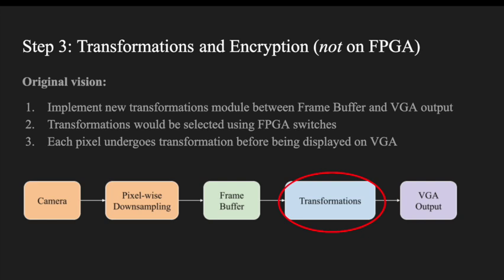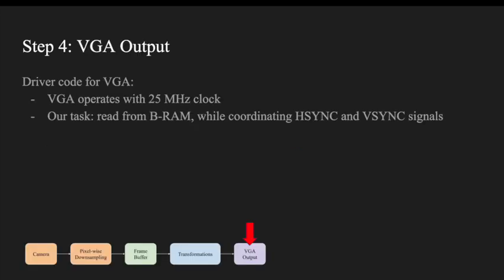We want it to lie right between the frame buffer and the VGA output and apply pixel-wise transformations in between these two blocks. And the transformation would be selected using the FPGA switches. And the final step here is the VGA output, and it operates again with a 25 megahertz clock.